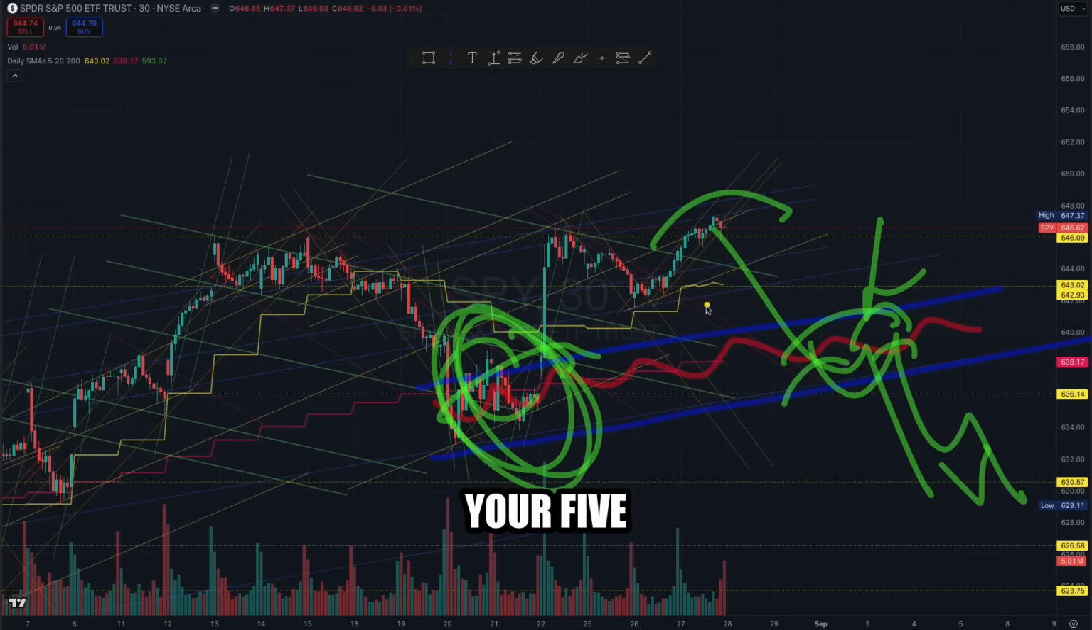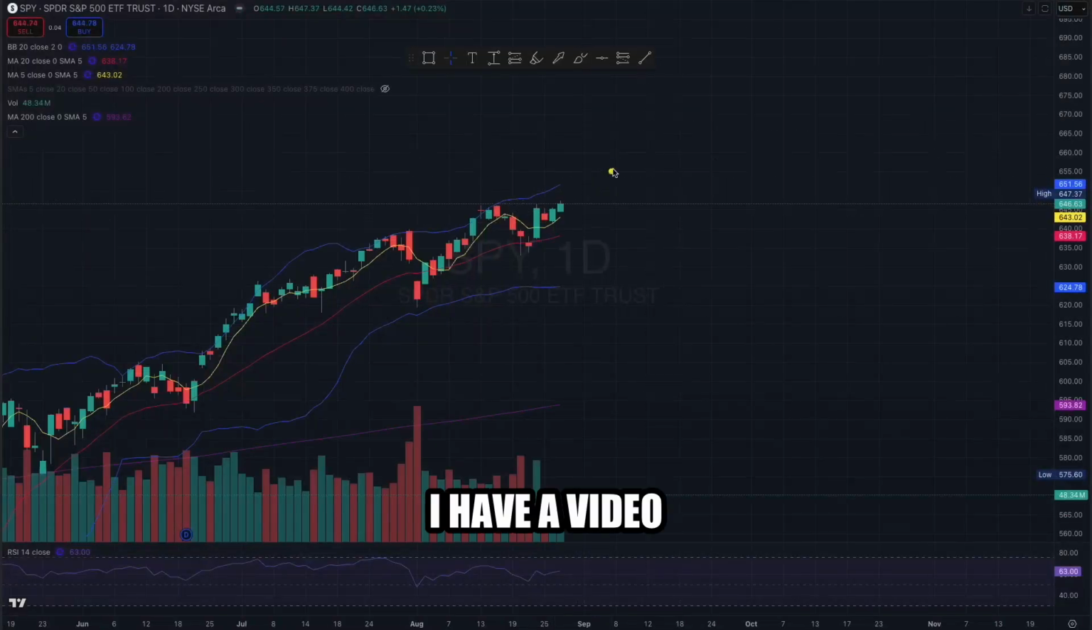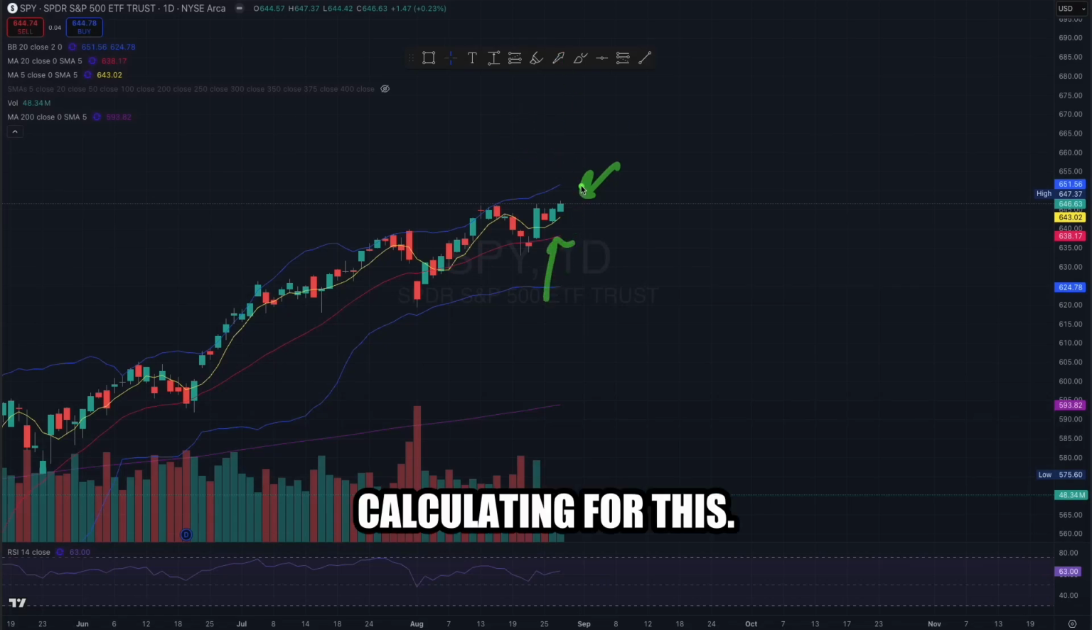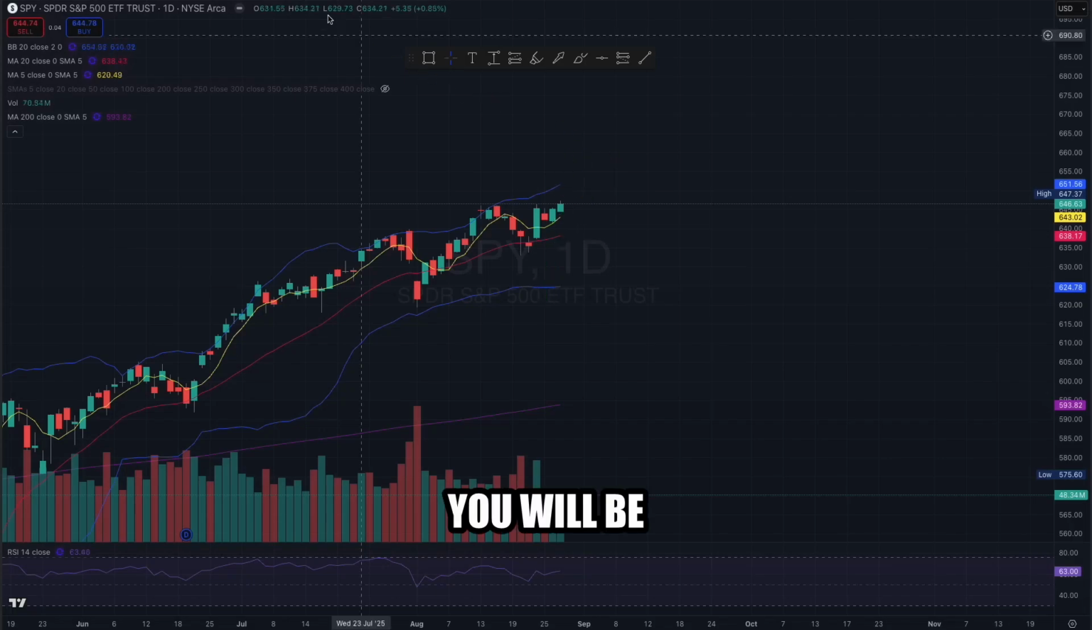Now, by then, your 5-day moving average will start trending down. Not yet. If you take a look here, I have a video where I talk about how to be mathematically calculating for this. So you have to realize that the 5-day will start trending down after tomorrow. So you just have to pay close attention to that. And once it does, you will be ready.